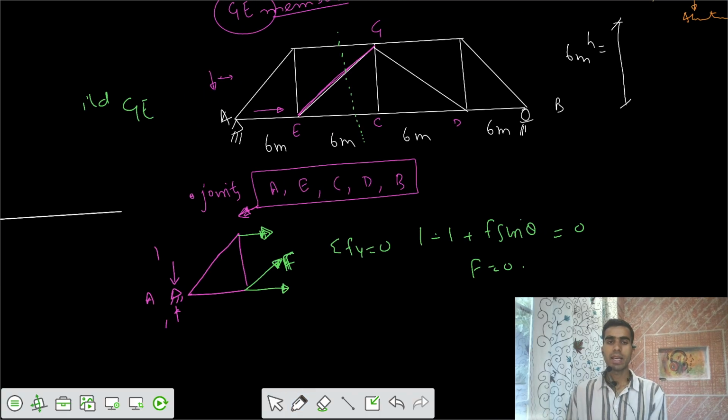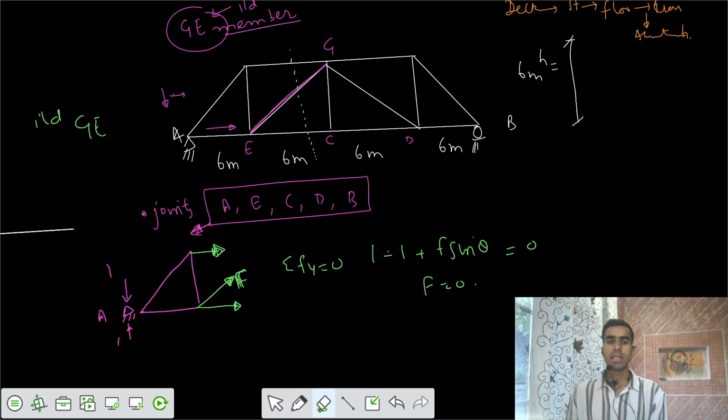Now let's take the second case, where the load is at point E. Let's remove this one. If the load is at joint E, so the load is here, what is the reaction we can have? Can you tell me what the reaction is?